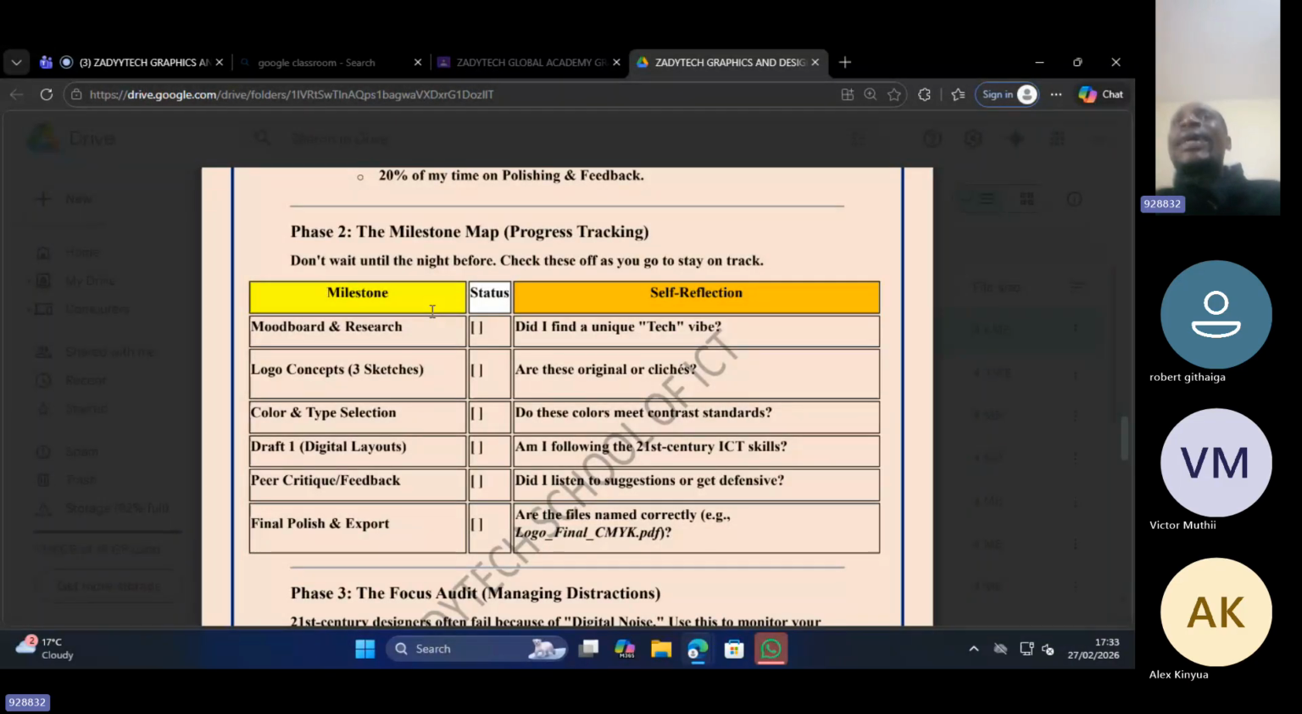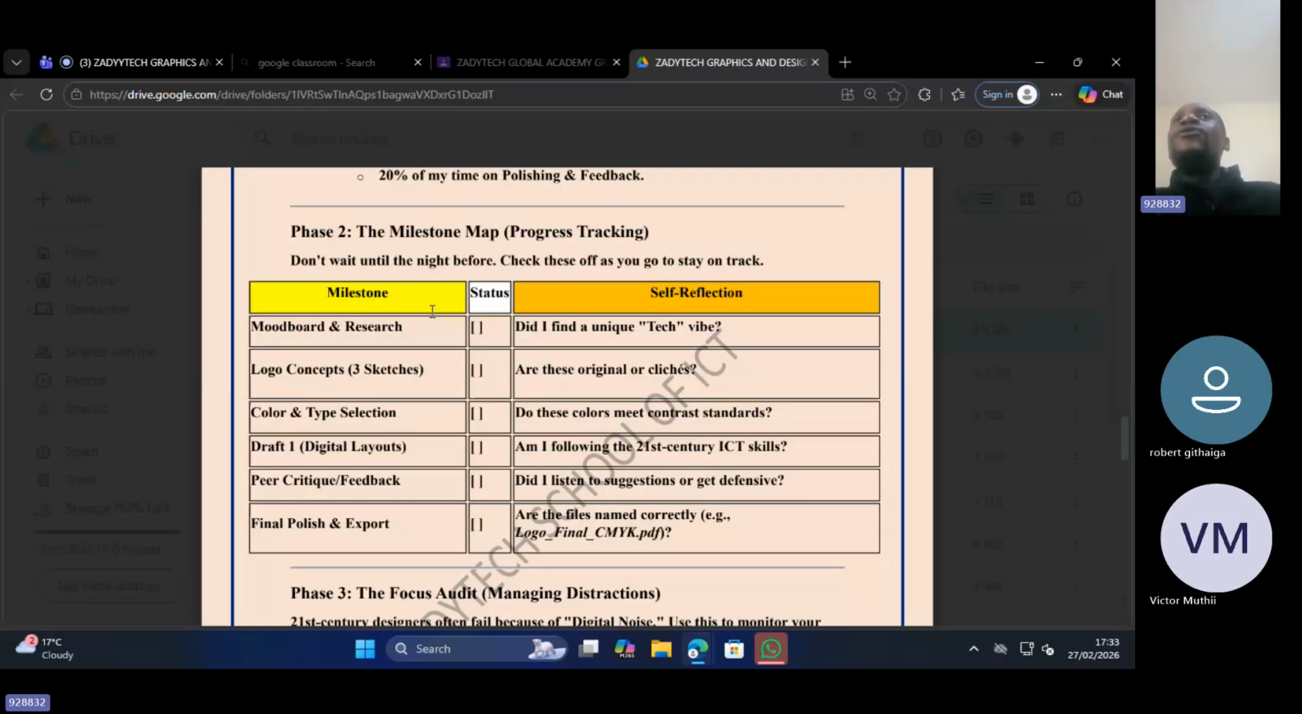Remember that you are creating a milestone map. Yes, how much have you achieved? You are simply tracking your achievement, how far, so that the deadline will not find you offside. So I have a table here of milestone, status, and self-reflection.